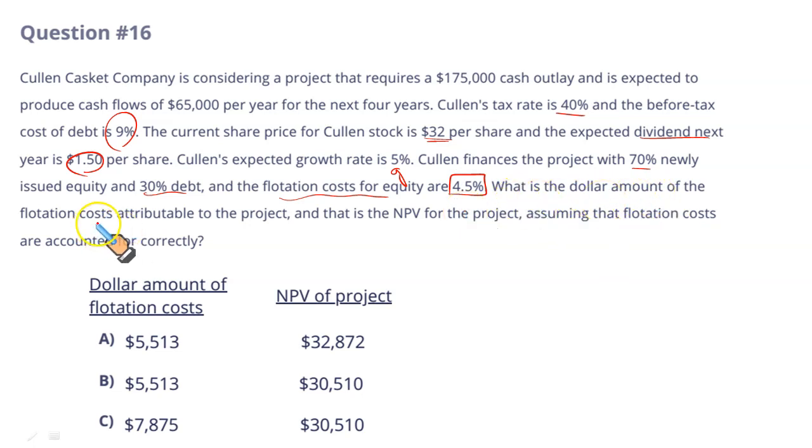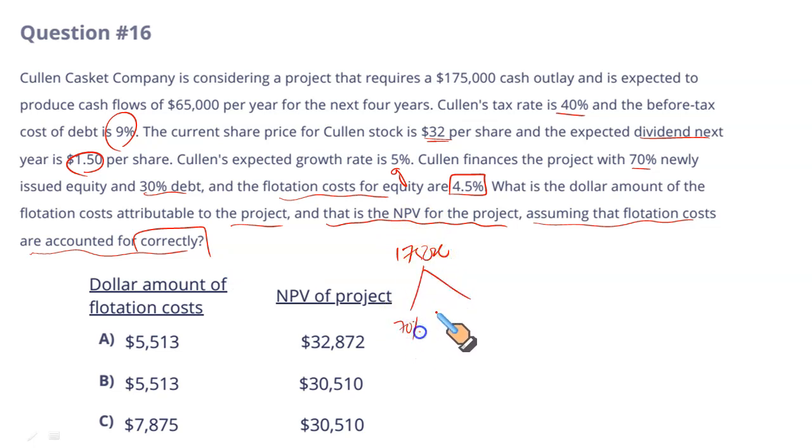What is the dollar amount of the flotation cost attributable to the project, and the NPV of the project you need to calculate, assuming that the flotation costs are accounted for correctly. There are two ways of treating the flotation cost. The first one is to consider the flotation cost as an initial outflow at the start of the project. And second is to embed or incorporate the flotation cost within the cost of capital. So this is the correct approach, treating your flotation cost as an initial outflow, as a part of your initial investment. So we need $175,000.